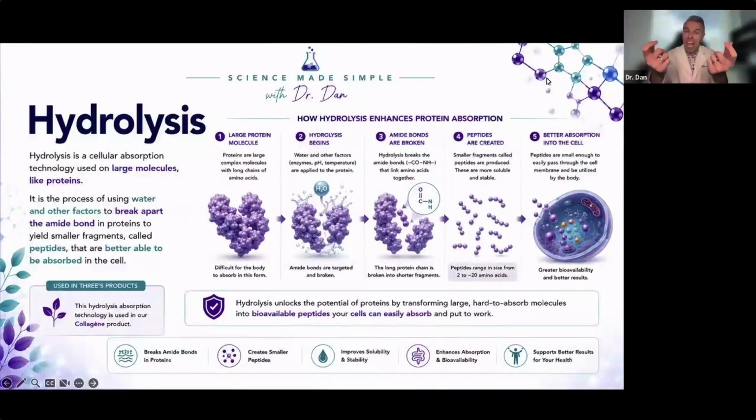And the cool thing is we can use other natural ingredients with water to make sure that we break apart at specific amide bonds, so that we obtain specific peptide fragments. That's how this works. We take a large protein, a large molecule, we break it up and we create peptides. And now these peptides, with their smaller size, can passively diffuse through the cell membrane. And again, we use this hydrolysis approach in our collagen product.